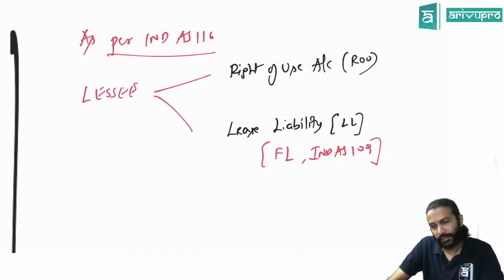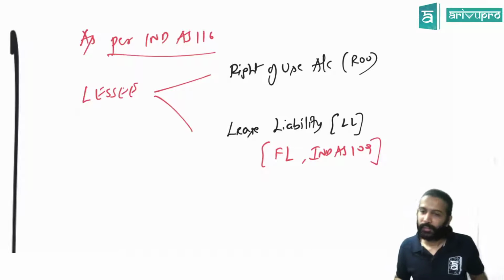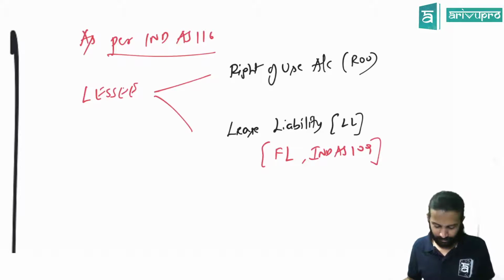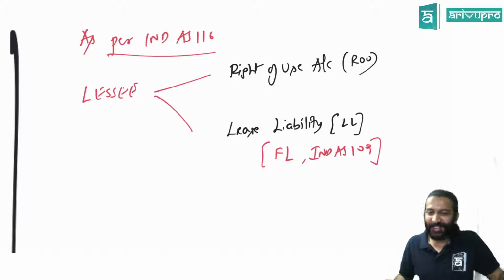Perfect. The asset is right of use, and the subsequent measurement of that right of use is on the basis of the PPE standard. Lease liability is a liability that we record, and the liability will be measured as per Ind AS 109. Perfect. You've learned everything now. This area, ROU, we've done. Lease liability we've done. We'll finish off then.